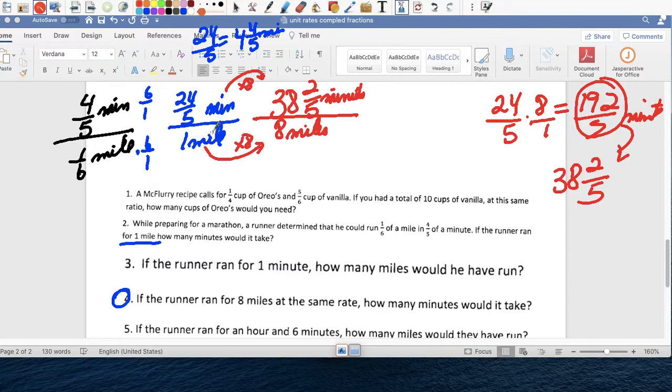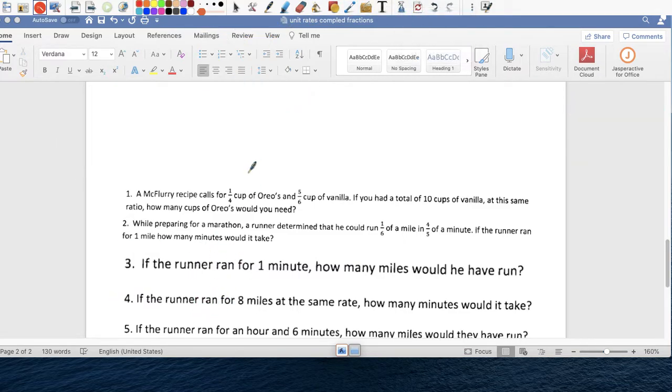Now I'm going to do 3 and 5, but I'm going to switch it around. Okay, so let's do number 3 now. Same thing, but I want the unit rate because it's in terms of minute. I'm going to put the minutes at the bottom. I have 1/6 of a mile. It takes him 4/5 of a minute.